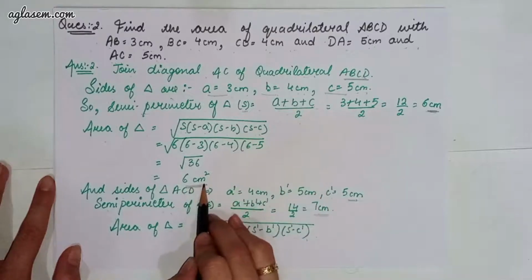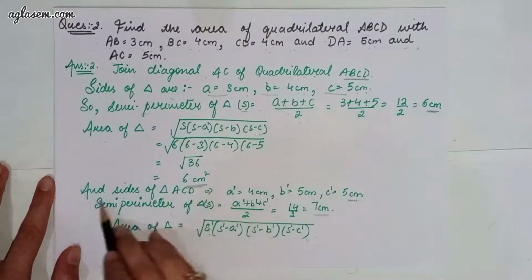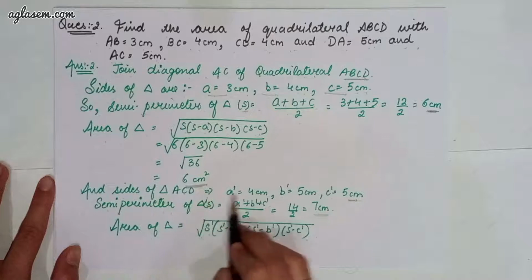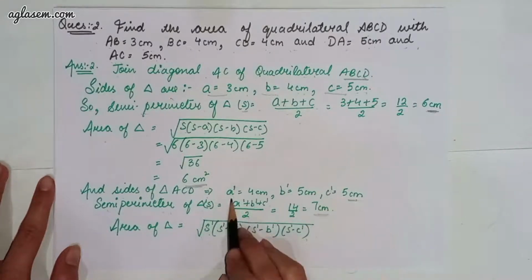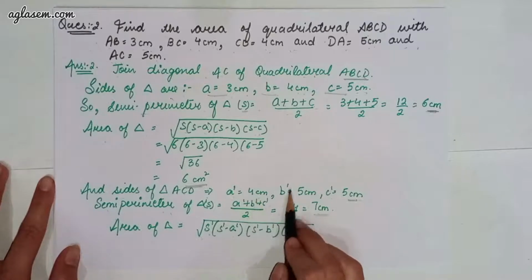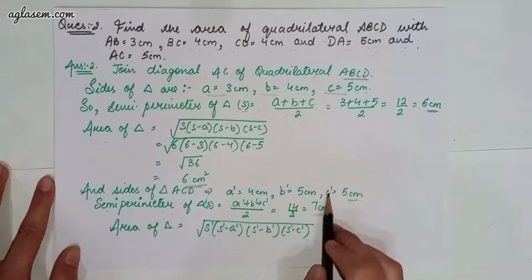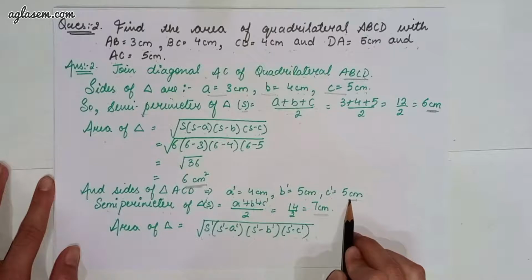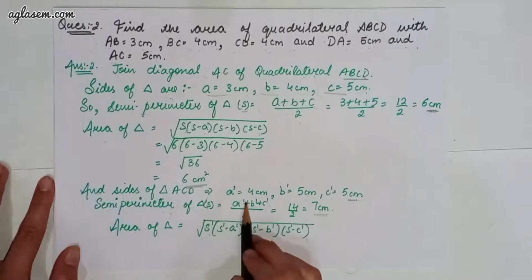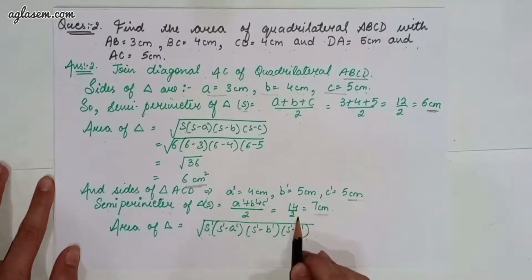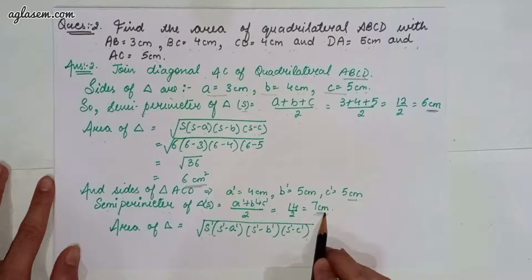Further, the area of the triangle is root of S into S minus A, S minus B, S minus C, which will give you 6 centimeter square. Further, for the sides of triangle ACD, again we can have A dash, B dash, C dash. A dash we have 4 centimeter, B dash we have 5 centimeter, C dash we have 5 centimeter. Further, the semi-perimeter of the triangle, that is S equal to A dash plus B dash plus C dash divided by 2, will give you 14 divided by 2, that is 7 centimeter.